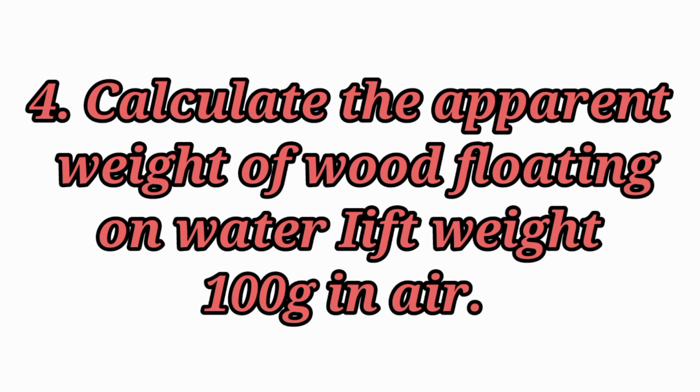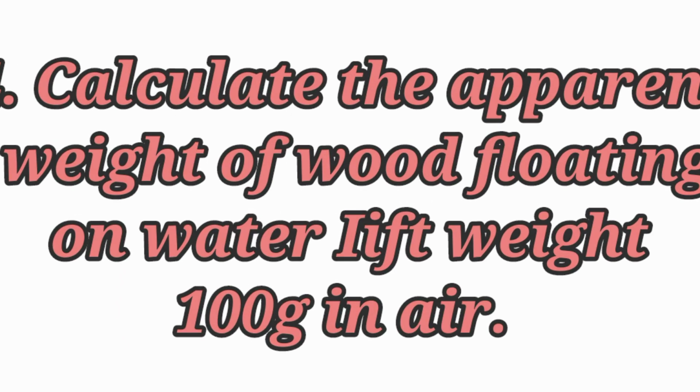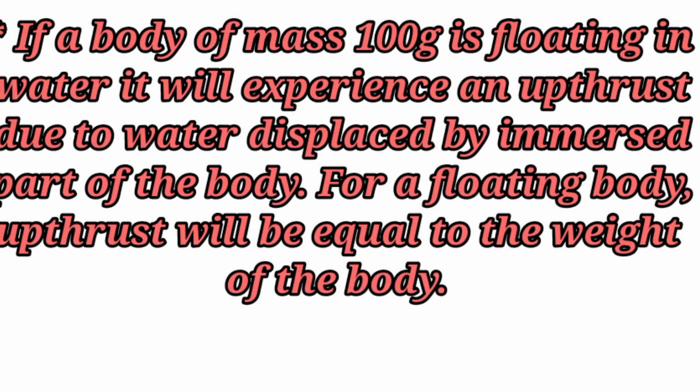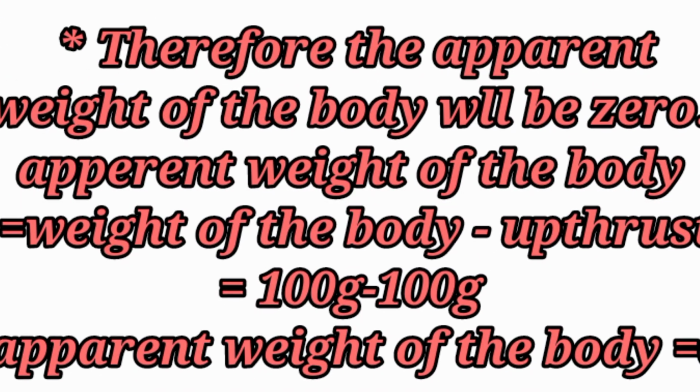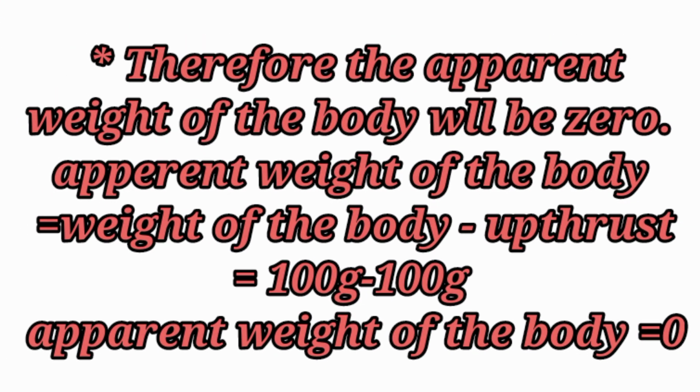Fourth question. Calculate the apparent weight of wood floating on water if it weighs 100 gram in air. Answer. If a body of mass 100 gram is floating in water, it will experience an upthrust due to water displaced by immersed part of the body. For a floating body, upthrust will be equal to the weight of the body. Therefore, the apparent weight of the body will be 0.